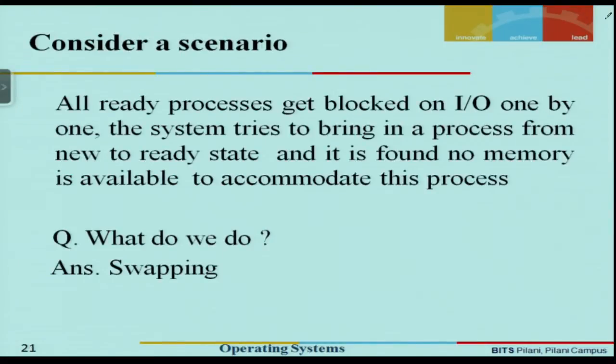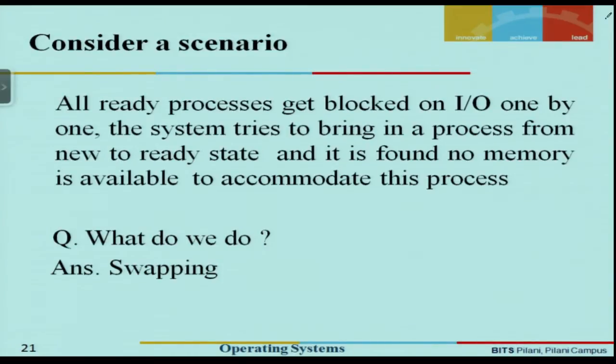Let us look at a scenario. We have seen how a 5-state process transition diagram would work. The question here is whether the 5-state process transition diagram is enough to handle all the cases. The obvious answer is no, this 5-state transition model would not be able to handle certain scenarios. Let us consider one of the scenarios.